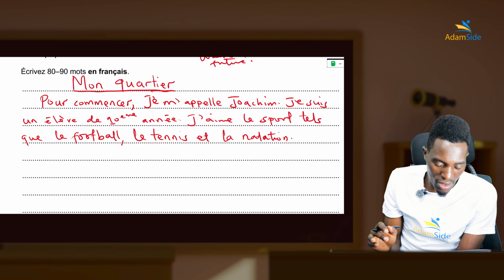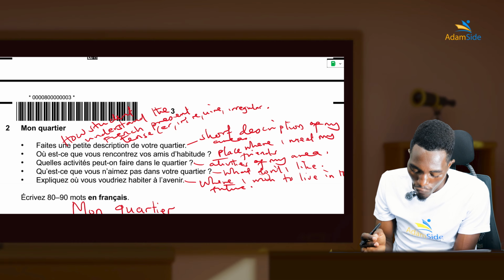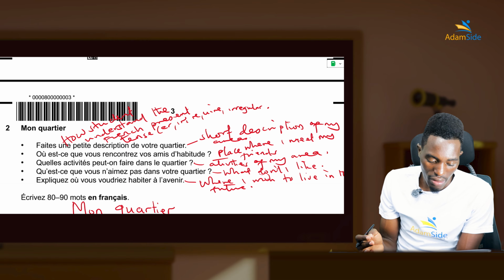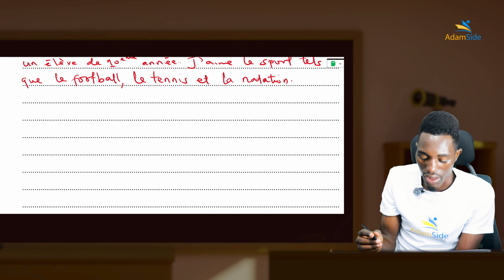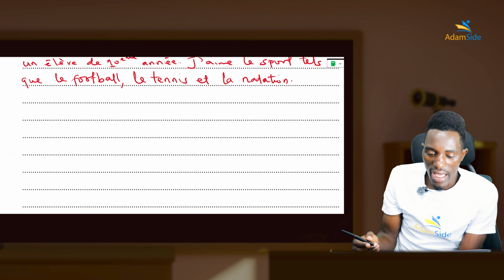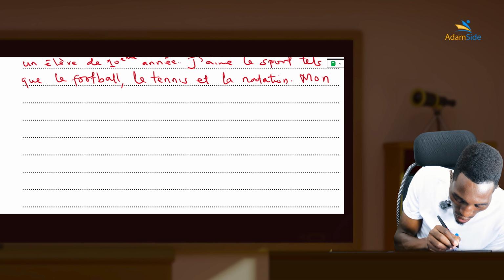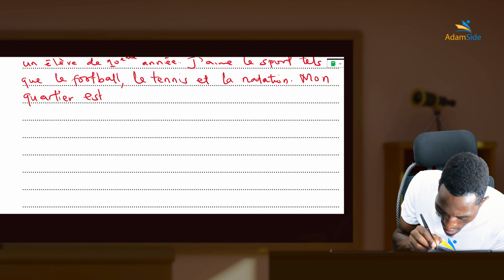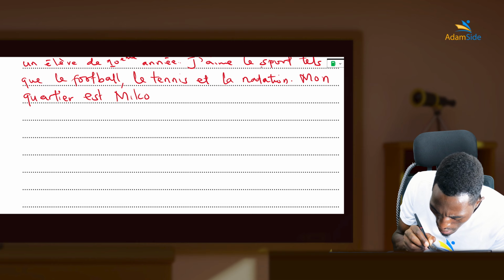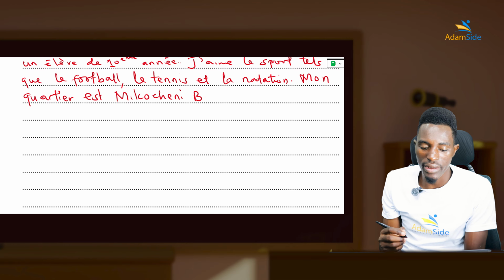Let's see what the first question was. Faites une petite description de votre quartier. Short description of my area. So I have to do a short description of my area. Let's go down and start answering my question together. So I can say mon quartier, my area, mon quartier est Mikocheni B. Yeah, c'est ça mon quartier.